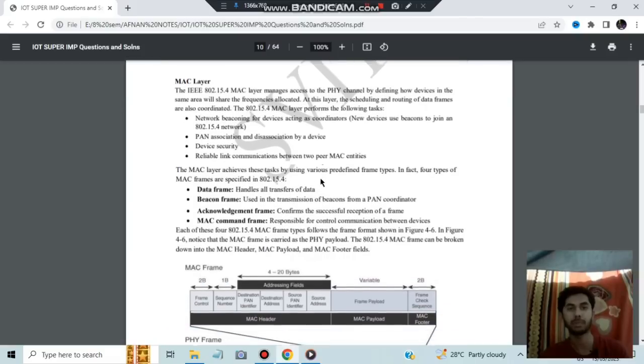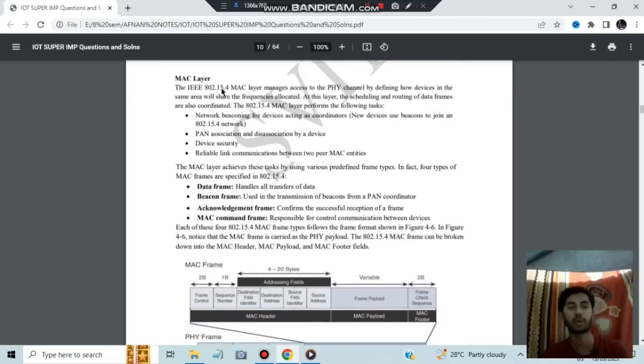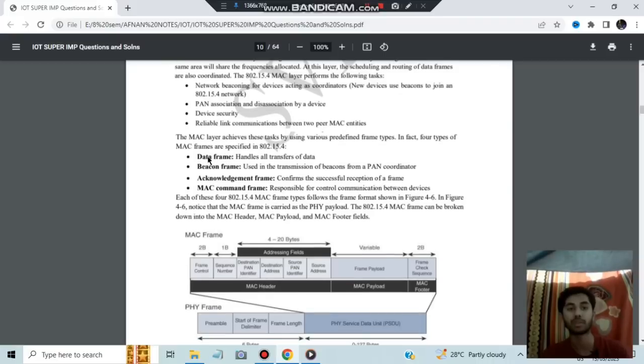Okay, coming to the MAC layer, we'll be using the 802.15.4 MAC layer. It manages the access to PHY. There is PHY, and if you want to go to PHY, you have to go through the MAC layer. Okay, so what does the MAC layer perform? It performs the following tasks: network beaconing for the devices, PAN association, device security, reliable link communication. And it handles 4 types of frames: data frame, beacon frame, acknowledgement frame, command frame.